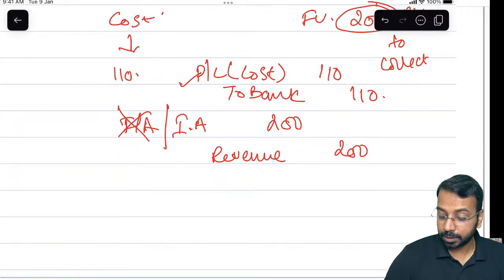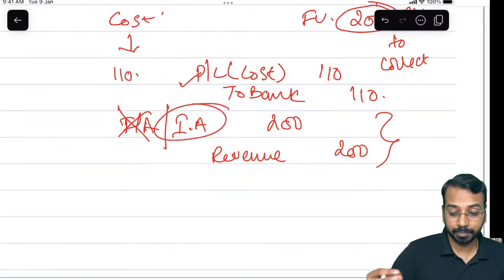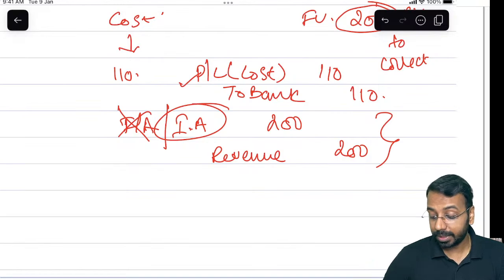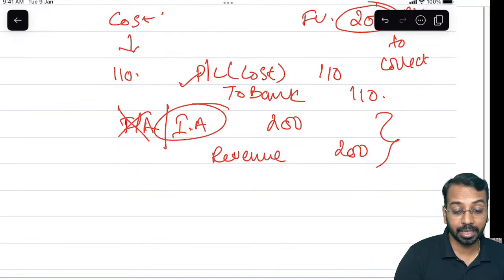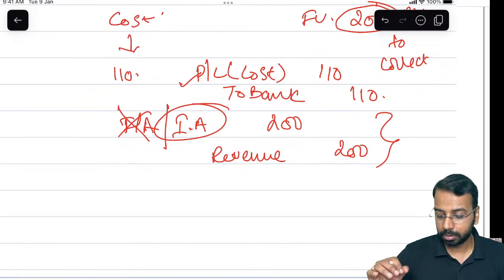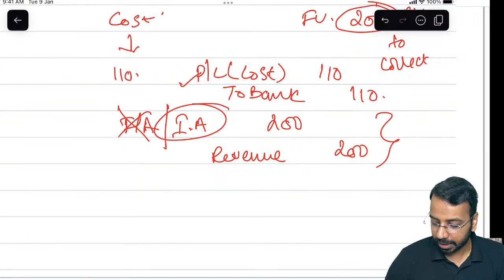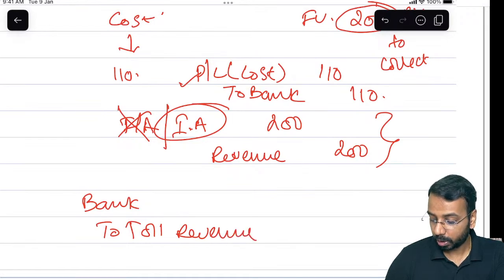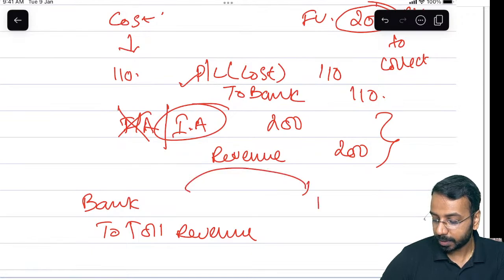As and when my progression completes, I have recognized this intangible asset, and I will start collecting fees from the customers. Because I have completed the construction and will start collecting fees, I will also need to recognize bank to toll revenue, and corresponding to this, I have amortization expense to intangible asset.